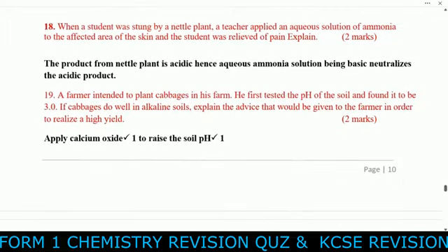Question number 18. When a student was stung by a nettle plant, a teacher applied an aqueous solution of ammonia to the affected area of the skin, and the student was relieved of the pain. Explain. The product from the nettle plant is acidic, hence aqueous ammonia solution, being basic, neutralizes the acidic product.